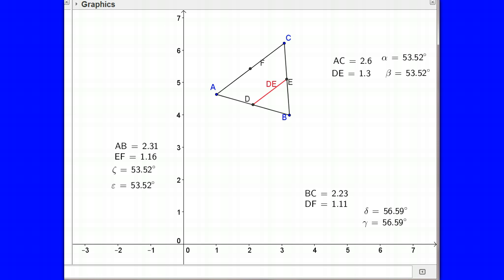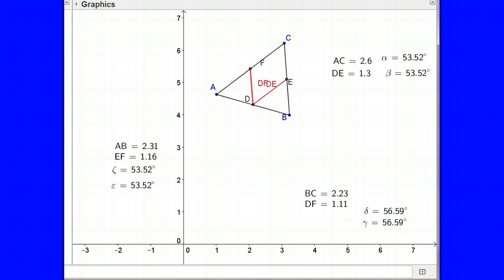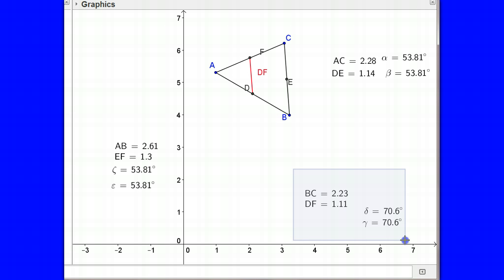Most annoying. Let me see if I turn this off. See if that makes a difference. Hey, it does. All right. Fantastic. Here's a different mid-segment. Okay, now we're looking at segment DF. So our information is down here in the lower right of the screen.